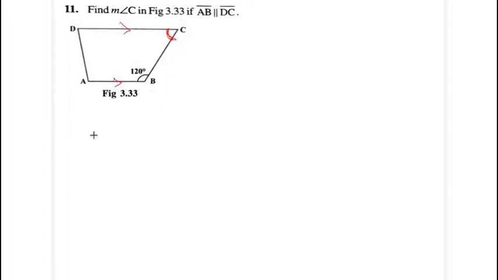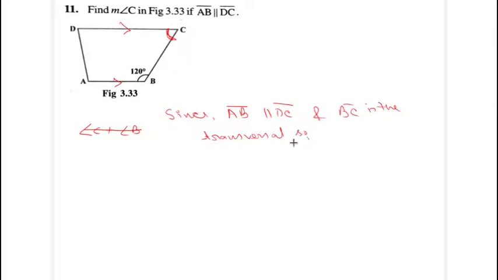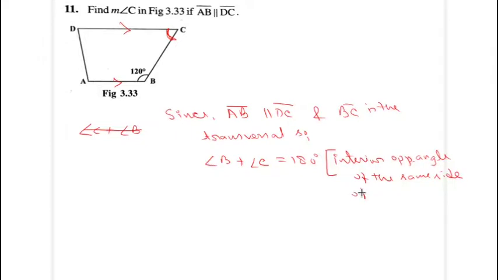So what we will write? First we write, since AB is parallel to DC and BC is the transversal, angle B plus angle C equals 180 degrees. Why? Interior opposite angles of the same side of the transversal.